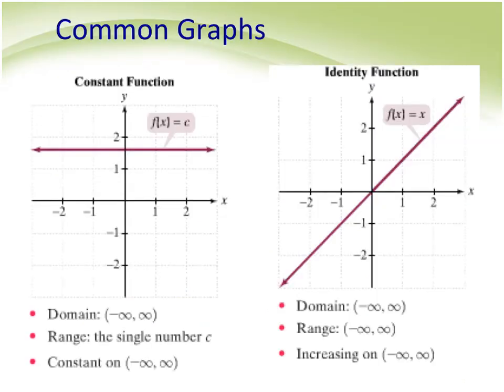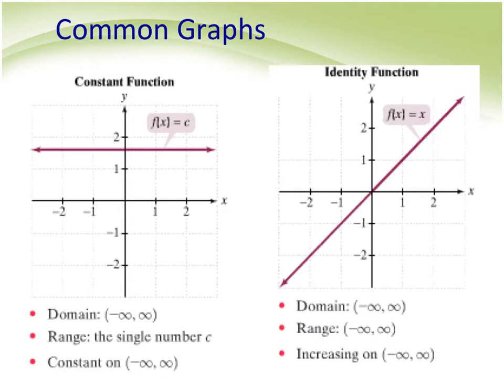So common graphs to start with. A constant function would be f of x equals a number. This is going to be a horizontal line. Your domain there would be negative infinity to positive infinity. The range is going to be a single number because the y never changes. And it is constant for the entire graph. So it would be constant from negative infinity to positive infinity.